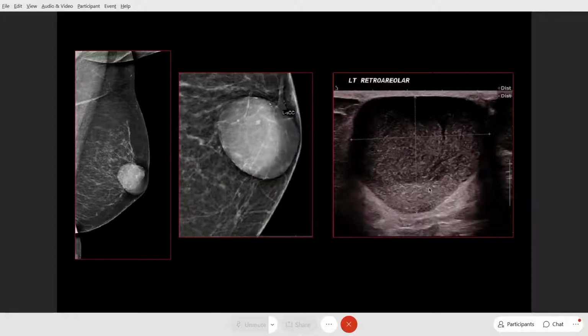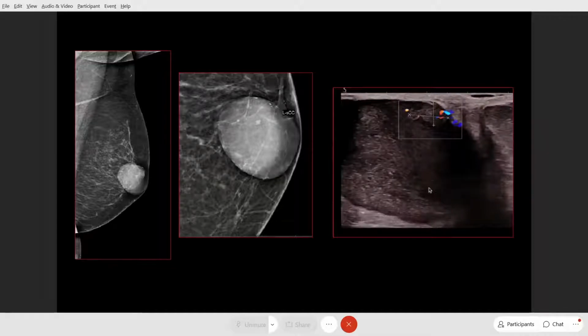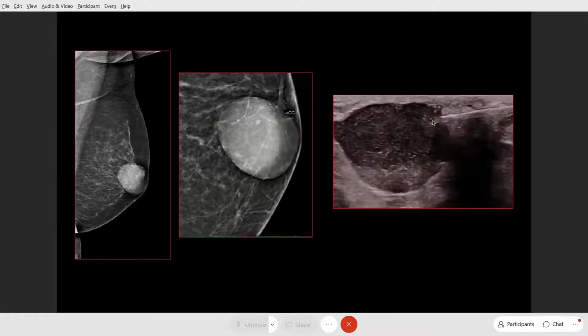But if you carefully look all around the cyst, the antero-inferior aspect of this cystic lesion showed a little solid element, a solid component with internal vascularity. So the diagnosis of complicated cyst is now changed to a complex solid cystic mass. And as we all know, this solid component has to be biopsied under ultrasound guidance, and it was a papillary carcinoma.